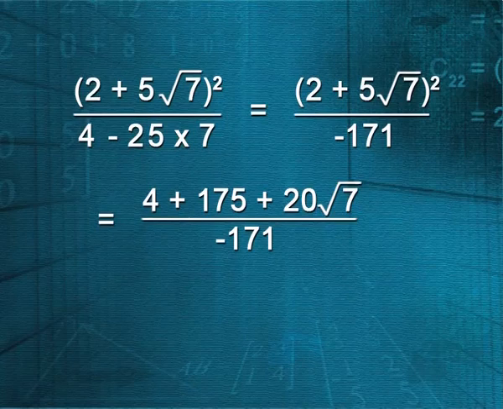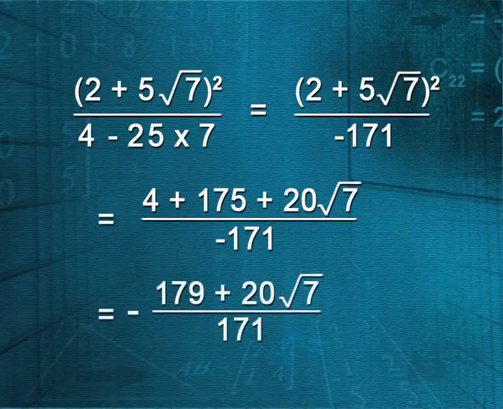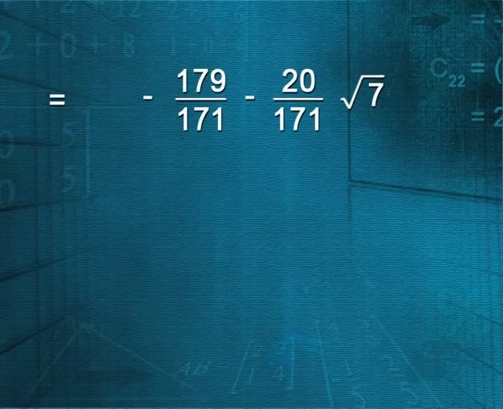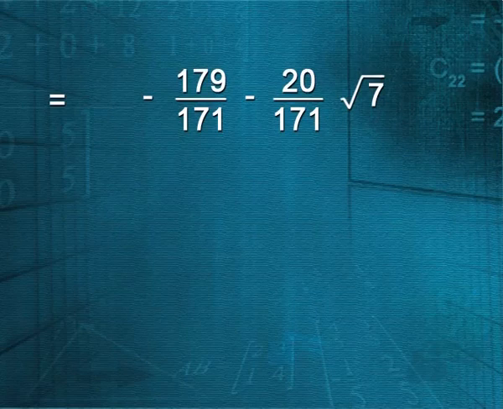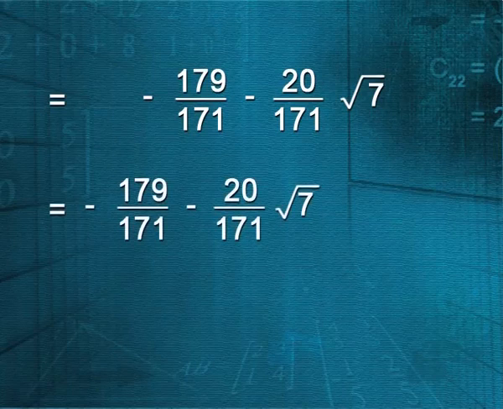which is equal to 175 and 4 is 179 plus 20 root 7 divided by 171 and whole with the negative sign. This is equal to minus 179 upon 171 minus 20 upon 171 root 7. This is the left hand side.